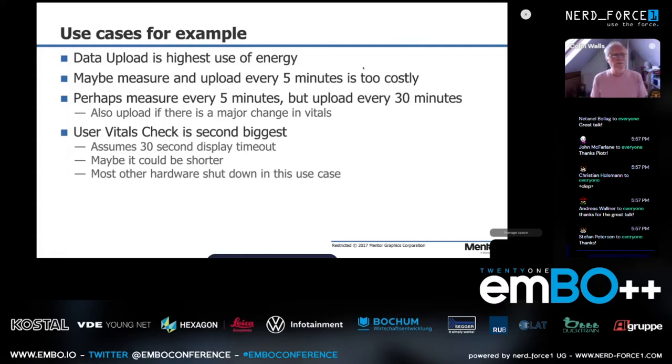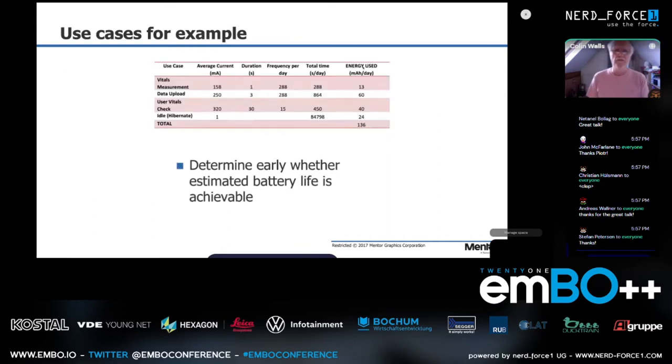So perhaps by measuring and uploading every 5 minutes, we're using too much energy. Is that really necessary for the functionality of the device? We want to make sure that the patient is okay, and things can change fast. But if what we did was simply make the measurement every 5 minutes, which was low cost, if I go back to the previous slide, we see making the measurement uses only 150 milliamps for 1 second.